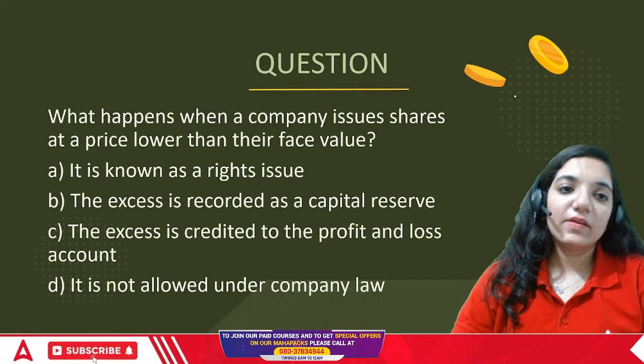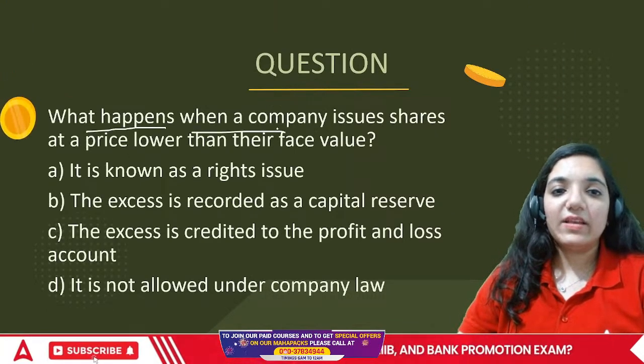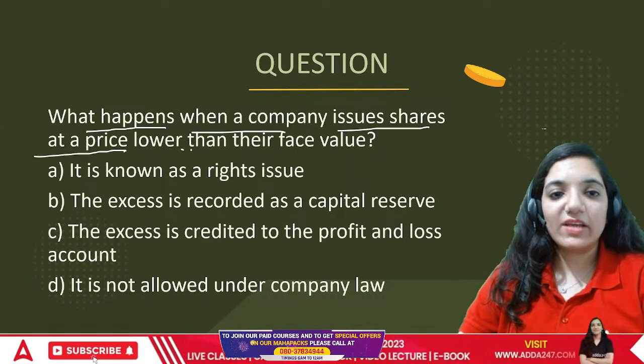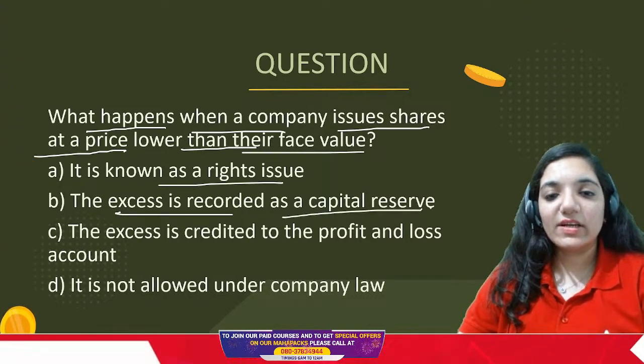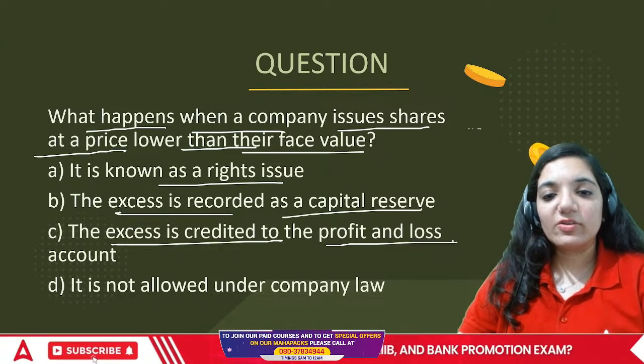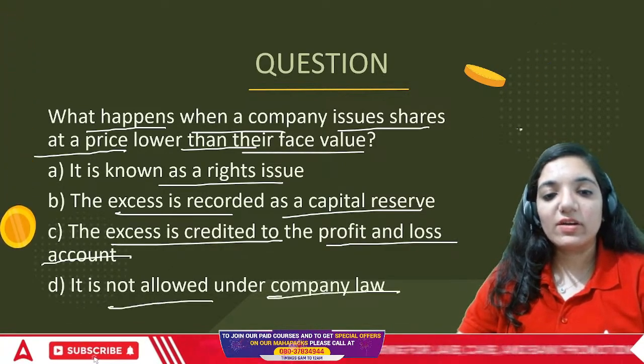Okay? Then what happens when a company issues shares at a price lower than the face value? It is known as rights issue. The excess is recorded as a capital reserve. The excess is credited to the profit and loss account, or it is not allowed under the company law.